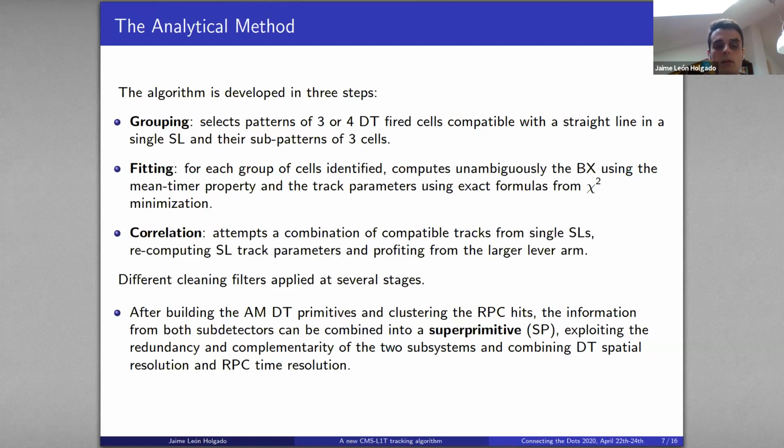Also, we apply several cleaning filters at several stages that I'm not going to explain because I don't have that time. After building the analytical method DT primitives and clustering the RPC hits, we can combine the information from both subdetectors in what we call a super primitive. This way we can exploit the redundancy and complementarity of the two subsystems, and combine the good DT spatial resolution and the good RPC time resolution.